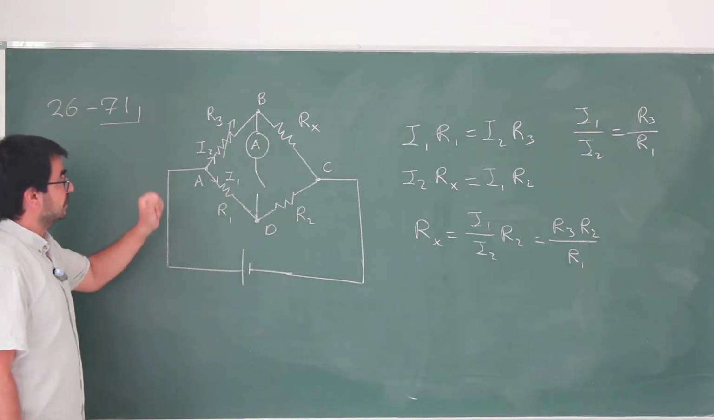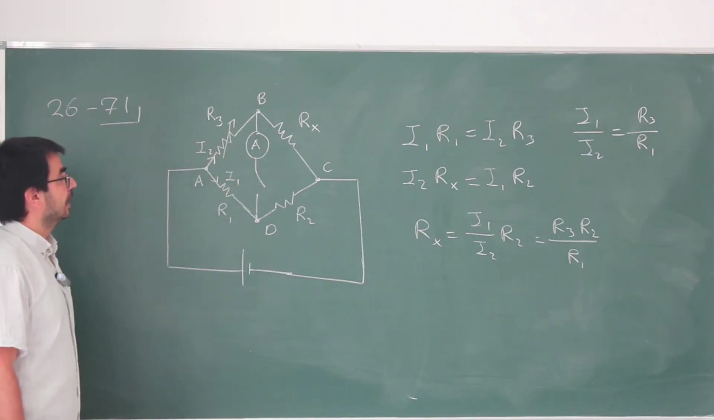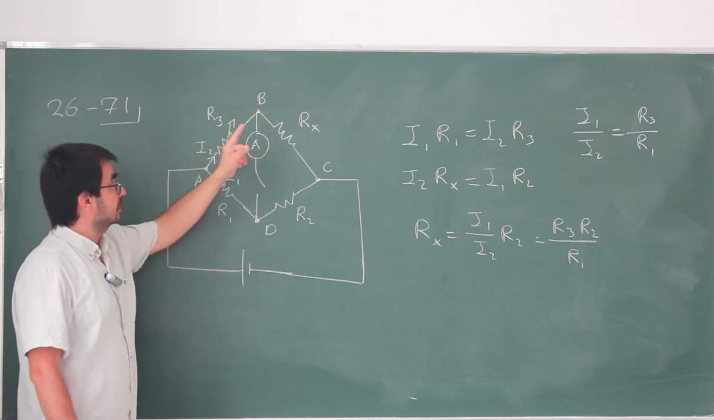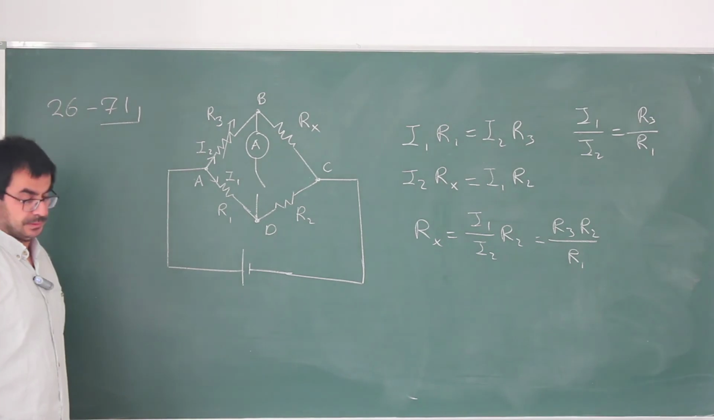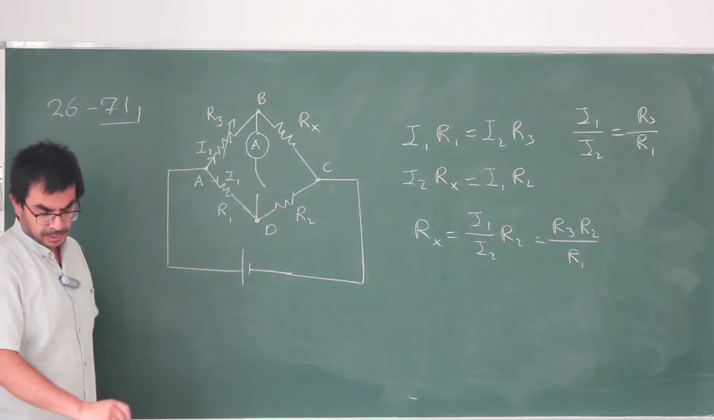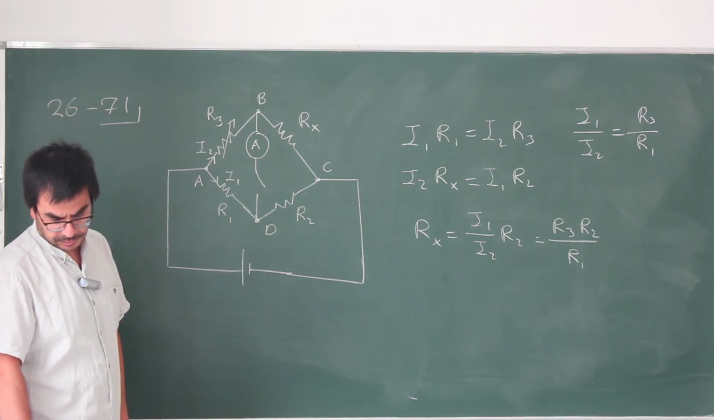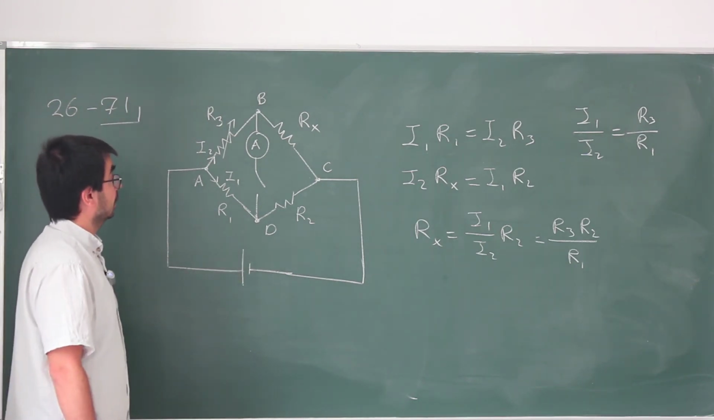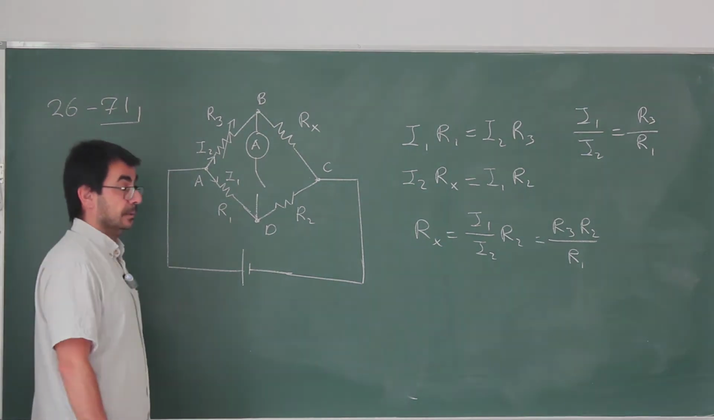So if I can adjust this R3 in such a way that I read no current through this ammeter, then by knowing the values of these 3 resistors, I can deduce the value of the 4th resistor in the circuit. This is how you would use the Wheatstone bridge. For part B of this problem, they give you some numbers. R1 is 630, and so on, but I'm not going to actually carry out the multiplication and division. You can easily do this yourselves. Okay, so that will be all.